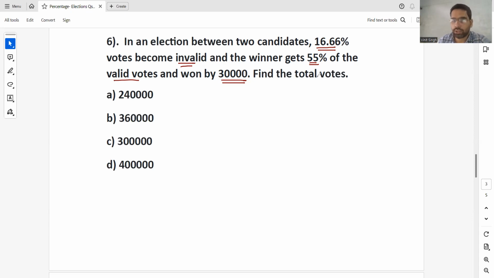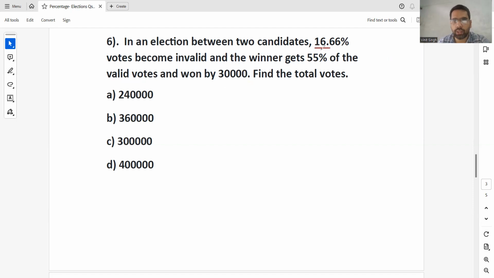Now, in the previous question, the percentage given was 20%. So we assumed 100x as the total votes. After that, we simplified all the values and got the answer. But here the percentage given is 16.66%. If we take 100x as the total votes, then our calculation becomes very complicated and it takes more time to solve the question. So what will we do in this question?